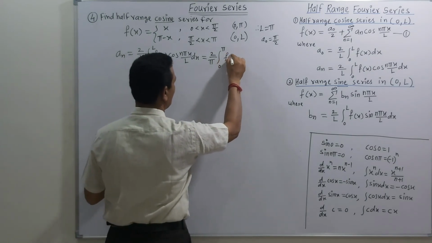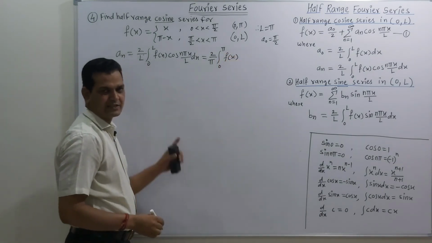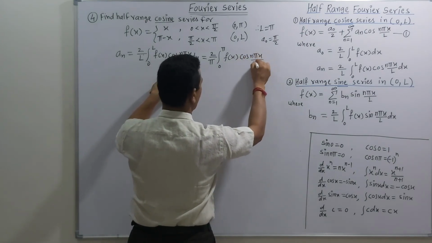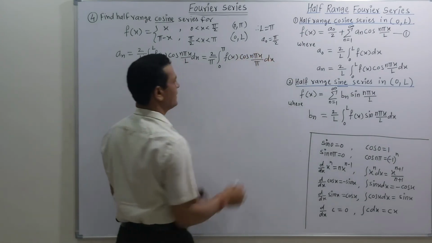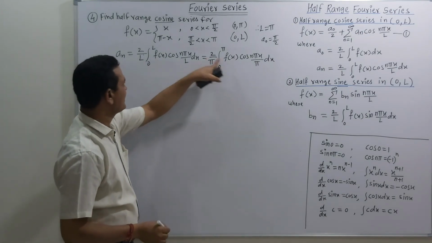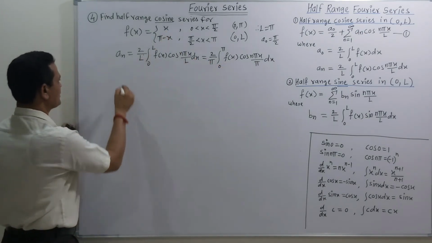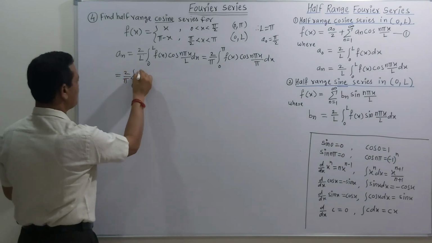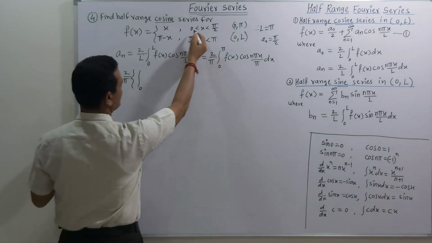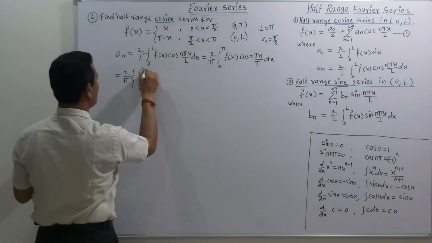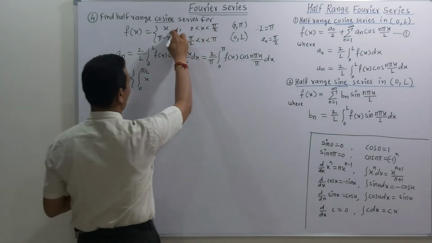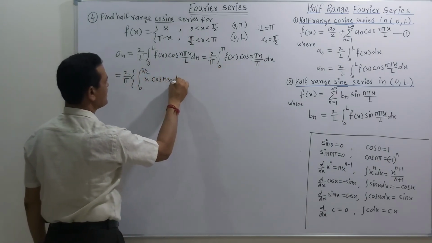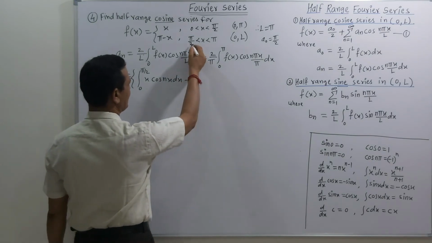So for the time being, write down this f of x as it is. Then we write cos of n pi x upon pi into dx. This function f of x is split into two parts. So we can write this as 2 upon pi. Let's split this into two parts. The first interval is 0 to the upper limit pi by 2, and for this the value of f of x is x into cos of nx dx, plus the next interval is pi by 2 to pi.